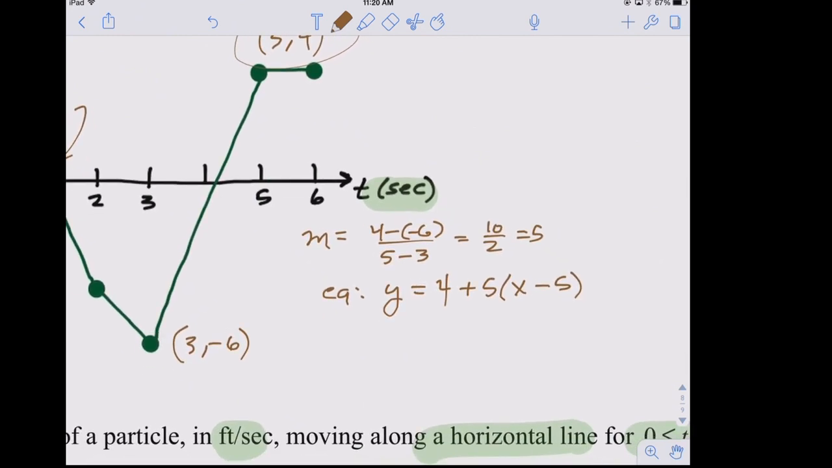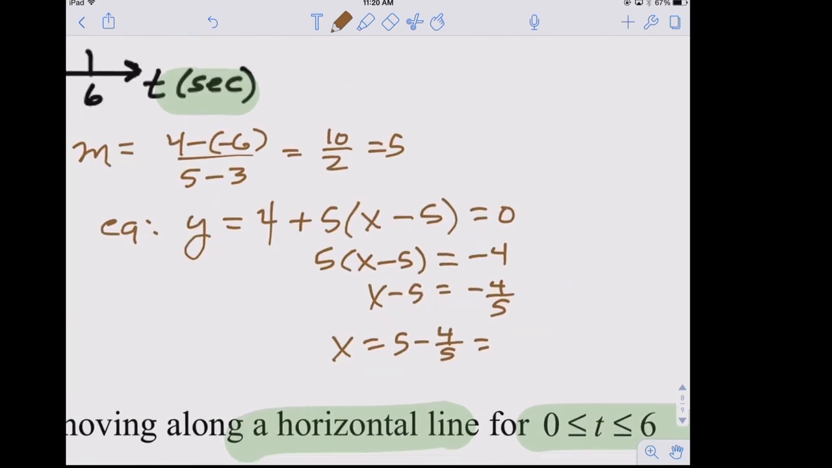So I should set it equal to what? 0. So if I set it equal to 0, I get 5 times x minus 5 equals -4. X minus 5 then equals -4/5. And if I add 5 to both sides, I get x equals 5 minus 4/5, which is 25 minus 4 is 21/5. So you can leave it as 21/5, but that's the same as 4 and 1/5. And 1/5 is what as a decimal?